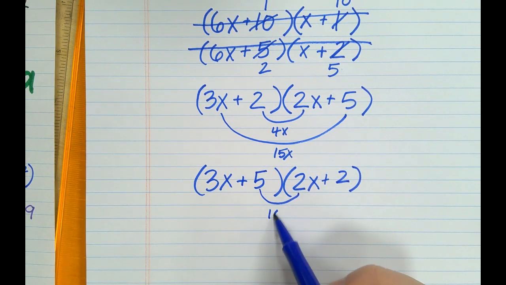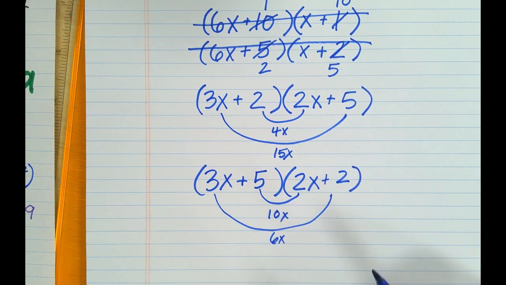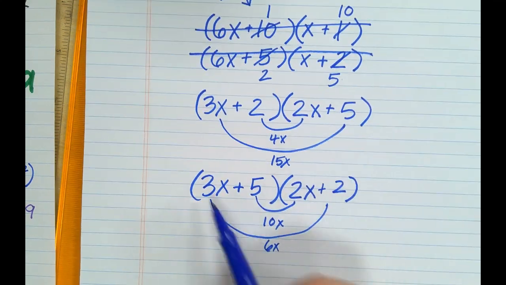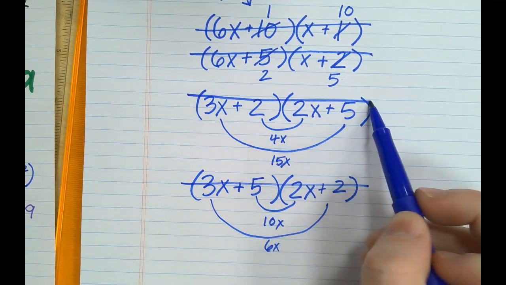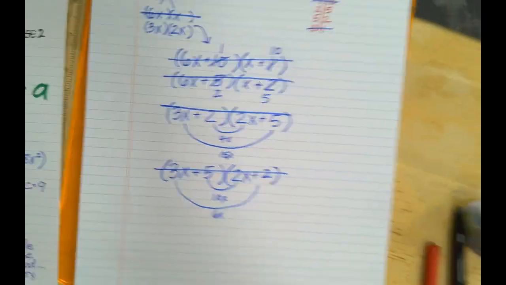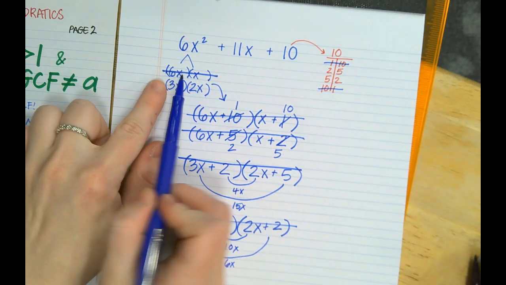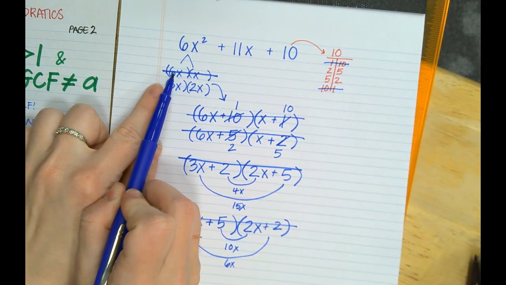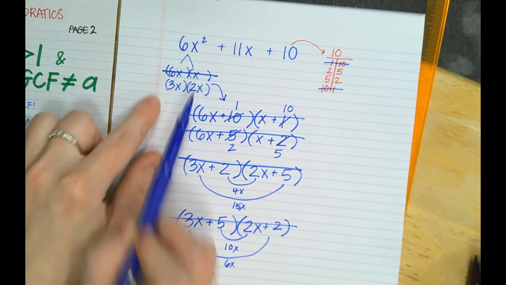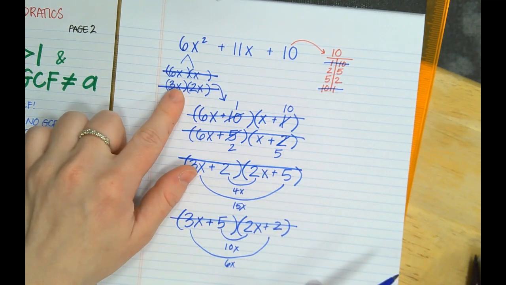And that's going to be 10x and 6x, which is also too big. That's too big. We need 11x. So we can't break it down more. So let's look at this one. We have now exhausted all the options for 6x and x. We have exhausted all the options for 3x and 2x.